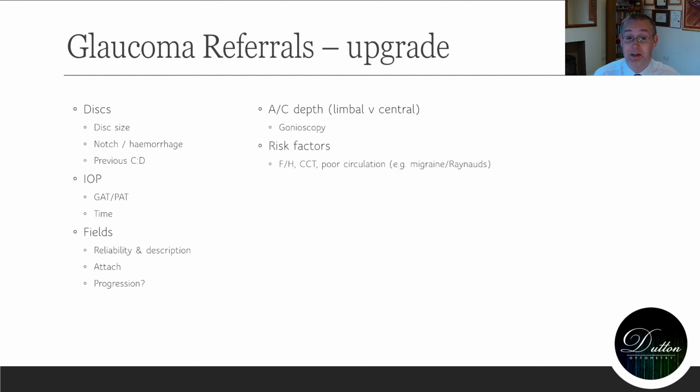Do you include the risk factors? Is there a family history of glaucoma? Are the corneas thin, or any poor circulation? And as far as imaging is concerned, disc photos, OCT scans of the disc, circumpapillary RNFL and ganglion cell complex are all very helpful. Returning to progression, if you have any historic field plots, historic photos, historic OCT scans, it's very helpful to include them, because that can really help to evidence whether there's stability or progression.